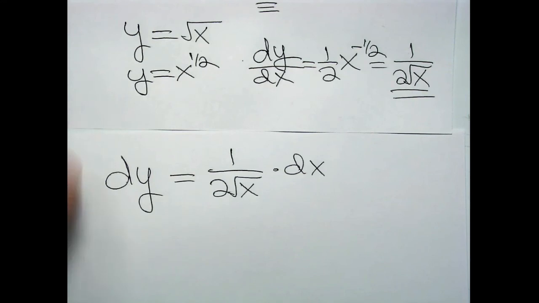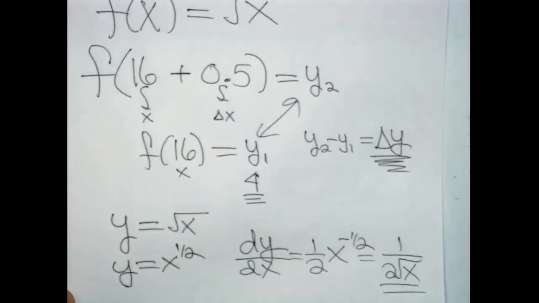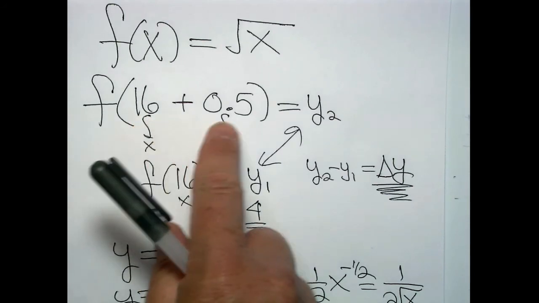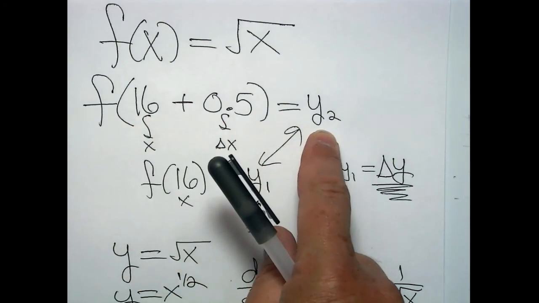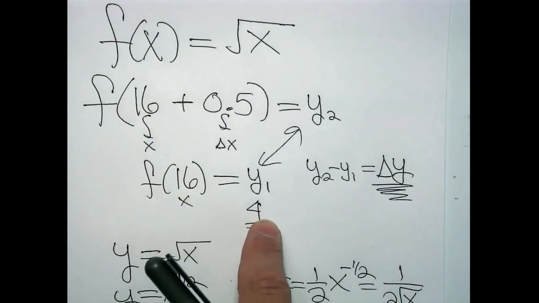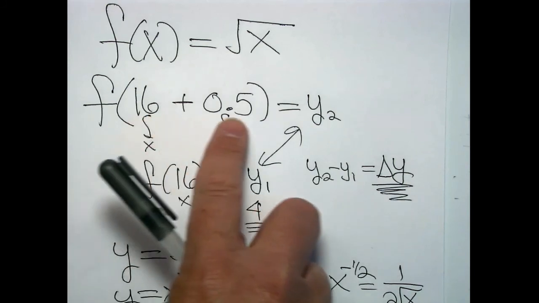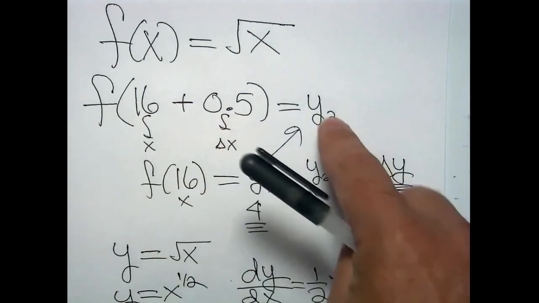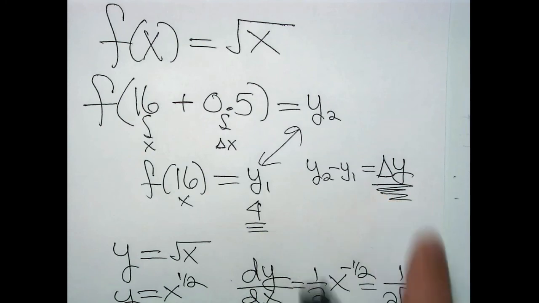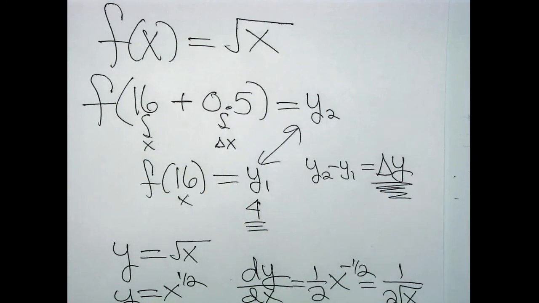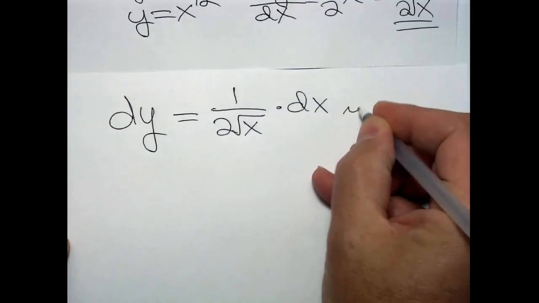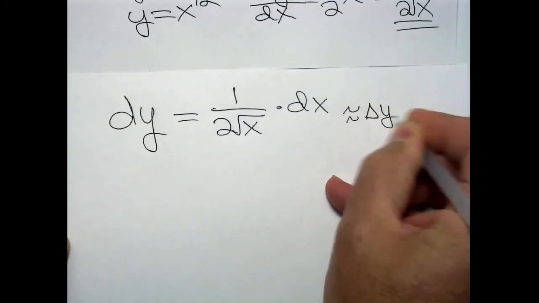Now remember, think about what we're trying to do here. Come on back here. Calculus is not needed up here. This is the f of 16 plus 1/2, which would get me the answer I'm looking for. This is the f of 16, which is easy, is 4. Delta x is how far we strayed away from our x value. And when I compute these two, the change in y is delta y. So here's what we're going to do. Let's use dy to approximate delta y.